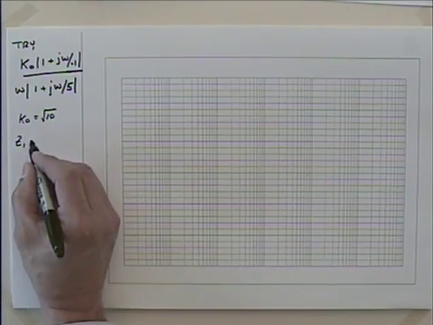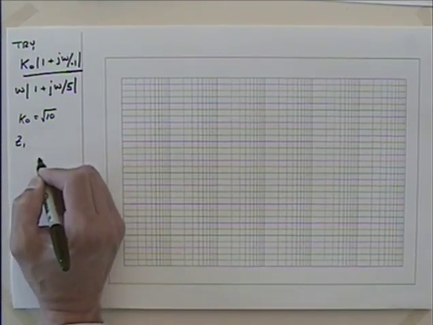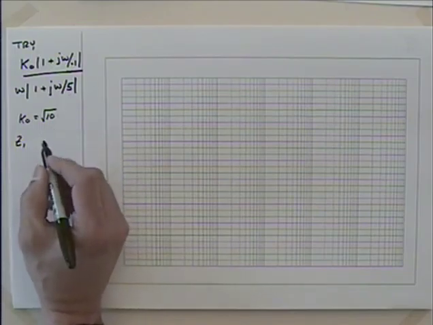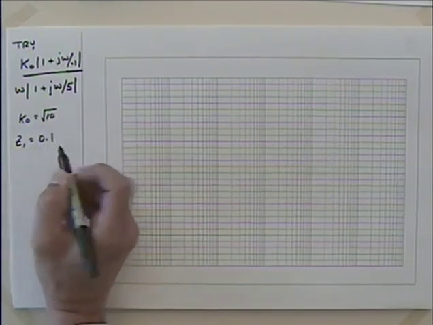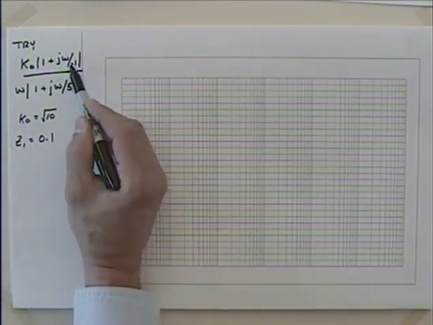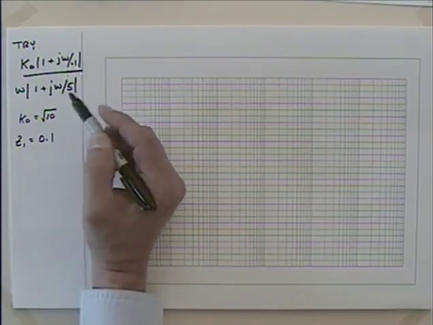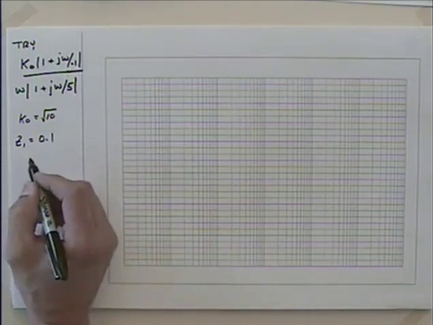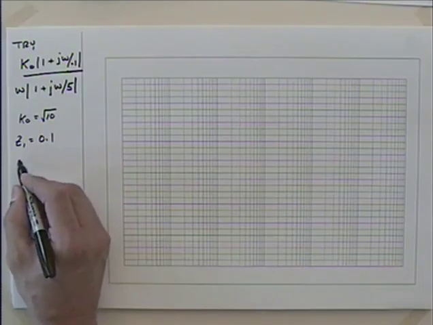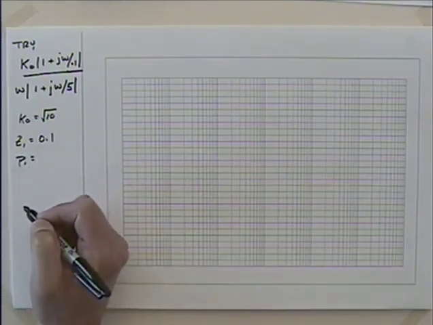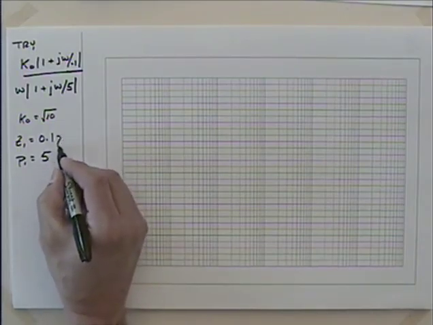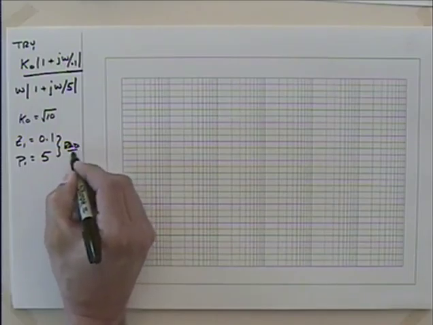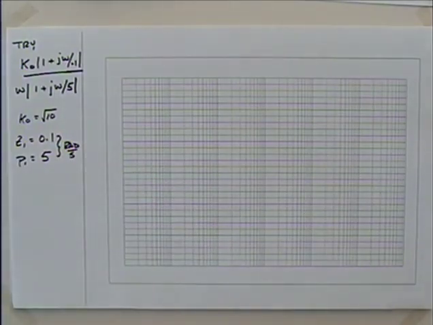Z1 is, let's see, we have the zero. Where's our zero? What's omega equal to? 0.1? Up in the numerator, when omega is equal to 0.1, things are interesting, right? Okay, it's going to turn on that. And then where's our pole? We have a pole at 5, don't we? Okay, and these would be radians per second.